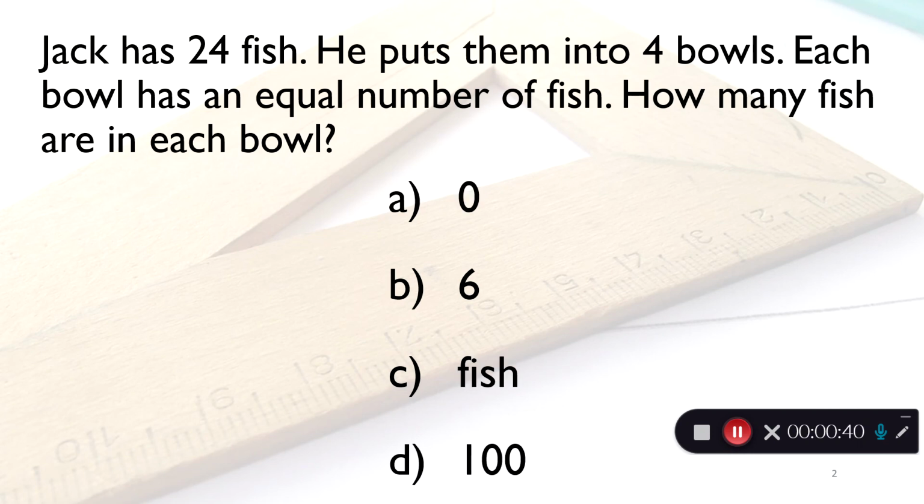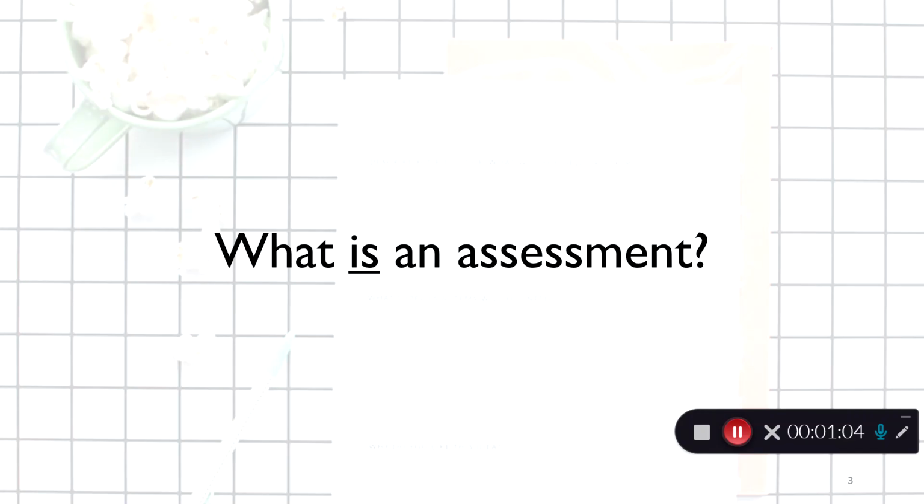Consider if we change the choices to be A, 0, B, 6, C, fish, or D, 100. Now the answer is sort of obvious. And so you, the teacher, can make a lot less meaningful conclusions about what students know if they answer this question correctly than this one. So assessment matters, and how you construct assessments matters, and how the assessment is aligned to your instruction matters. So let's get into it.